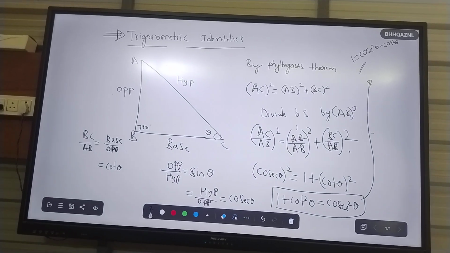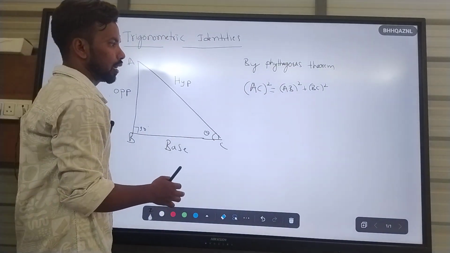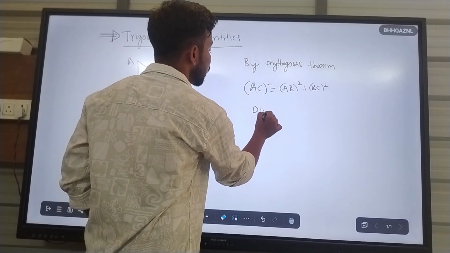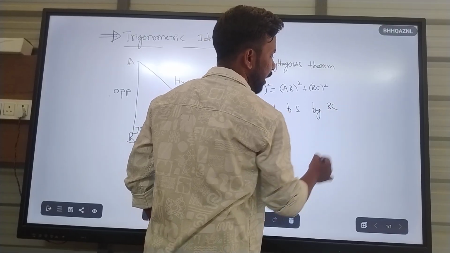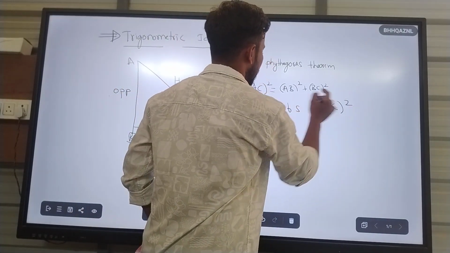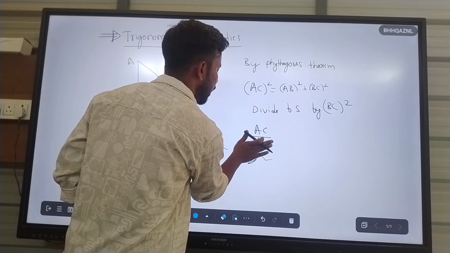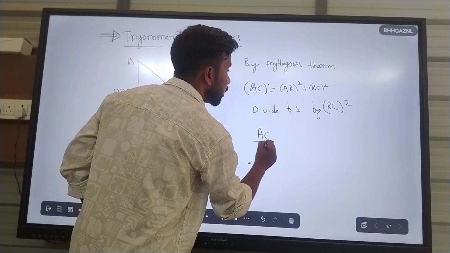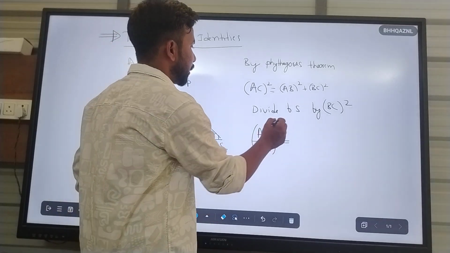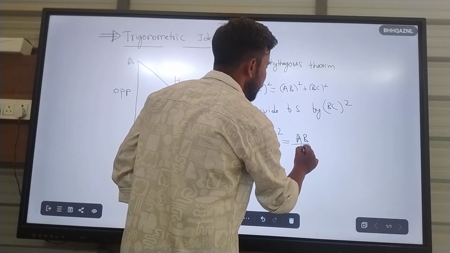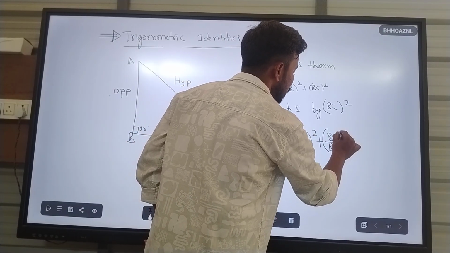Write down the triangle and the Pythagoras theorem. AC square is equal to AB square plus BC square. Now what do you do? Divide both sides by BC square. Now what happened? AC by BC whole square equals AB by BC whole square plus BC by BC whole square.